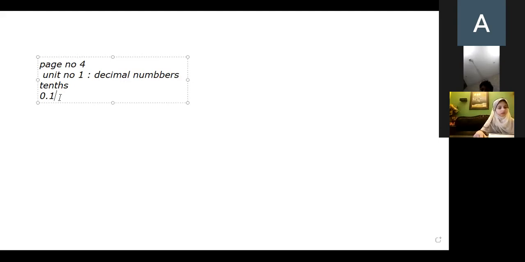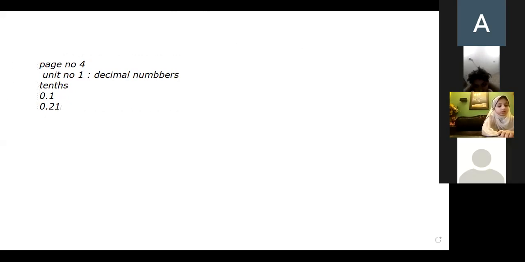So again, next one I am also going to write the value, that is 0.21. In this value, after the point, first comes 2. So 2 is the 10th value. 2 is the, which value class? 10th value.